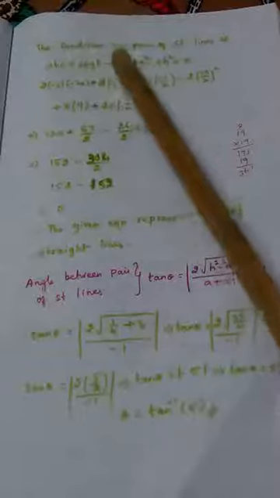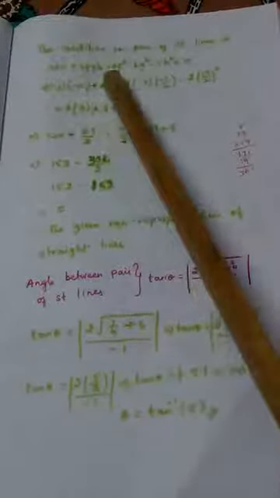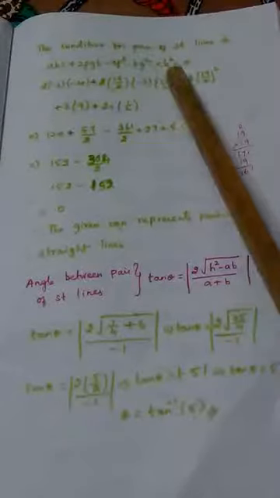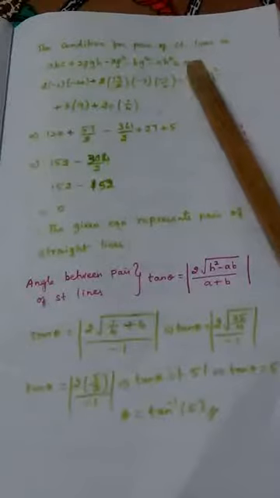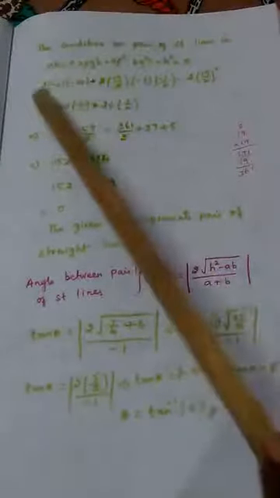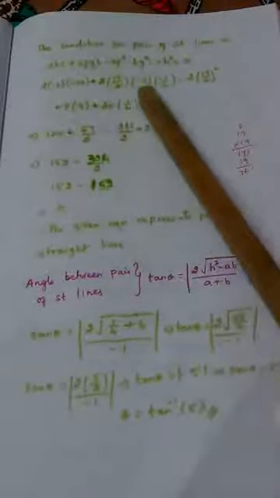So writing the condition for second degree to represent a pair of straight lines: abc plus 2fgh minus a into f square minus b into g square minus c into h square. The value should become 0. So our aim is to substitute the values a, b, c, f, g, h. b is negative, so plus b g square; c is negative, so it becomes plus c h square.